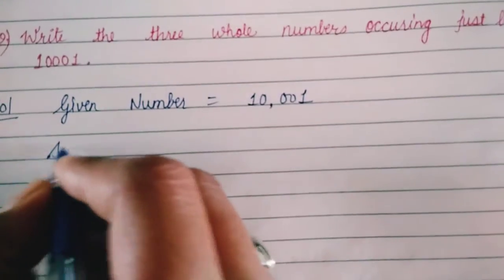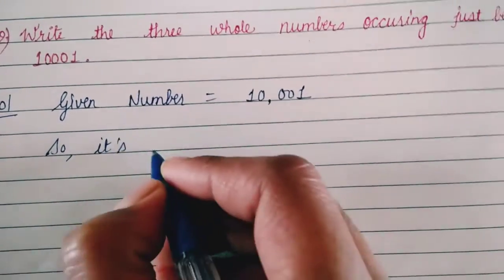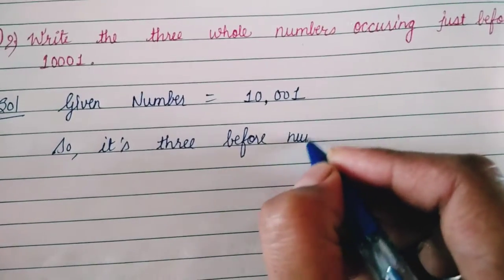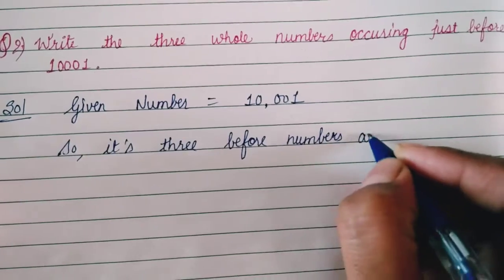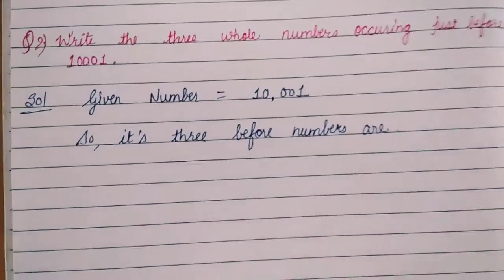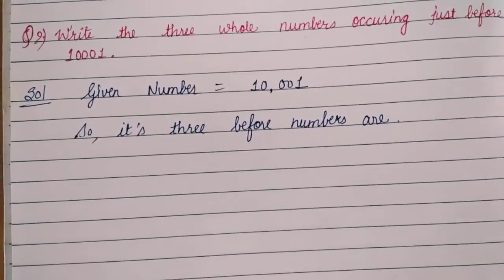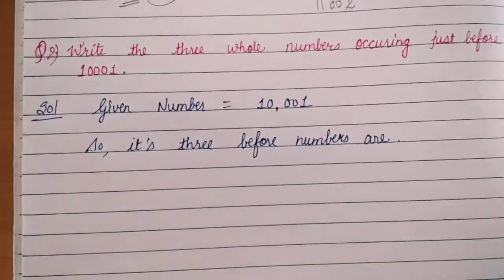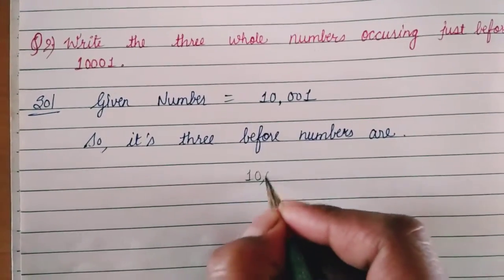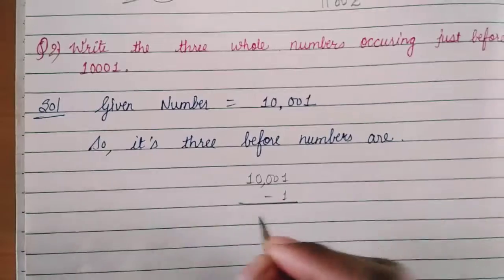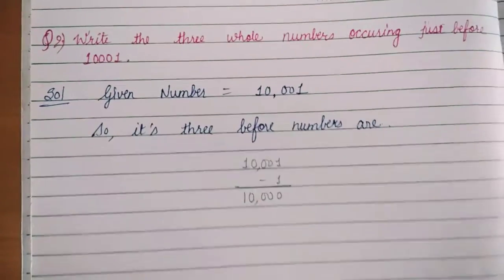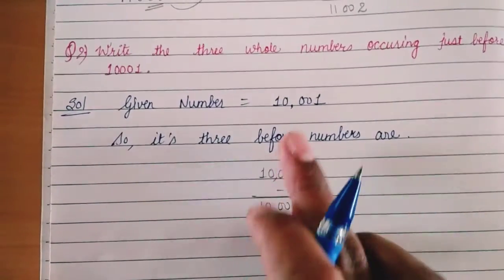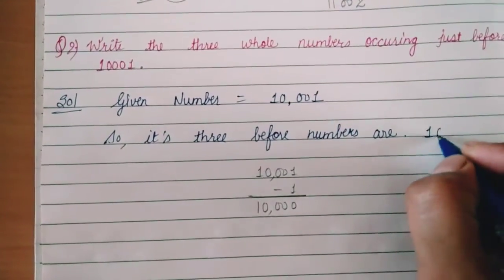So its three before numbers are. Before number means just the previous one. How can we get the previous one? When we subtract 1 from the given number. 10,001 minus 1 gives us 10,000. So the first value that comes just before 10,001 is 10,000.